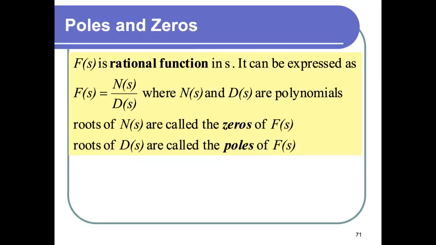So again, we have a rational function represented as n of s over d of s, where these are polynomials. The roots of n are called the zeros of f, or the zeros of the system, and the poles of f are the roots of d. The location of the poles is very important in control because it tells us a lot about the system properties, and we will see that as we progress in the course.